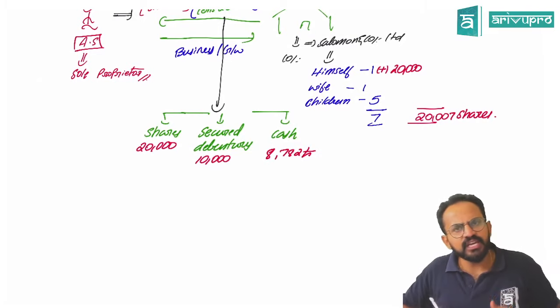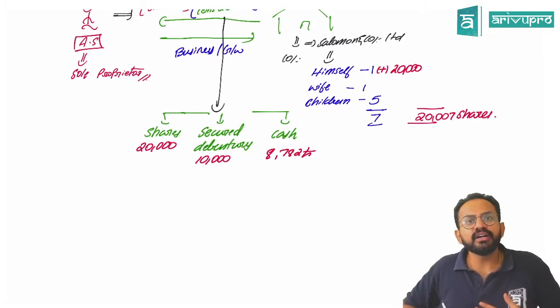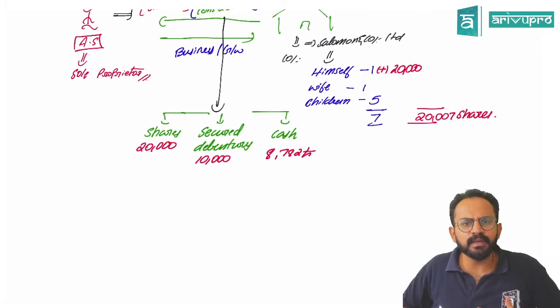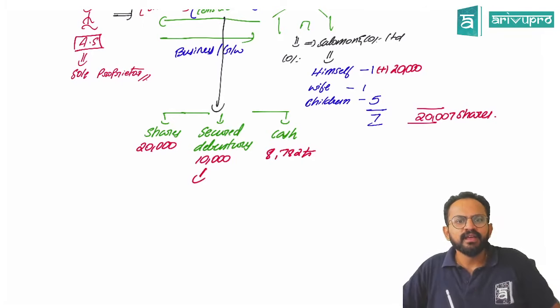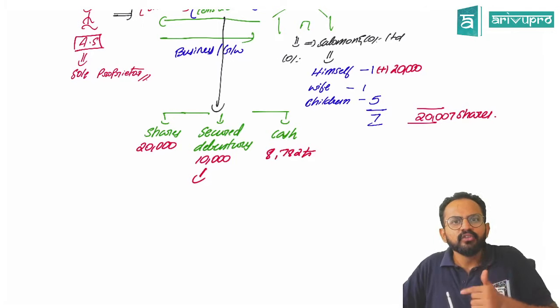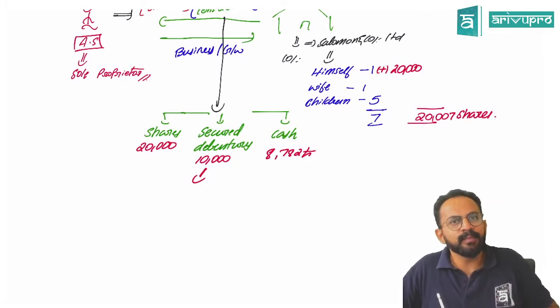Sir, equity shares were given. Secured debenture. What do you mean by secured debenture, people? Debenture is basically a debt instrument. Debt. What do you mean by secured? So today we are not giving you money, but you do one thing.